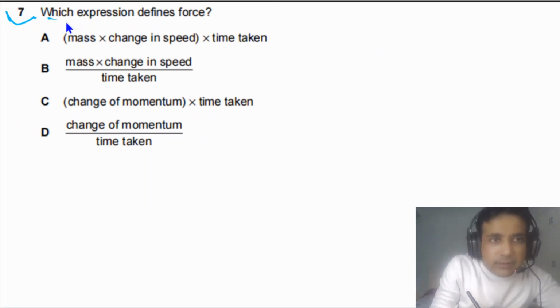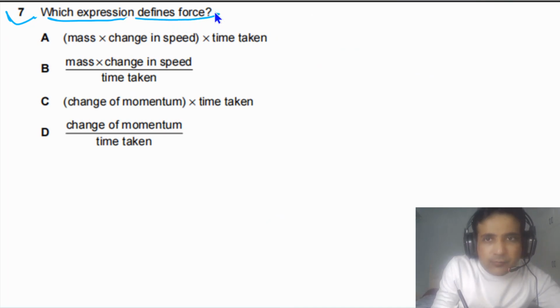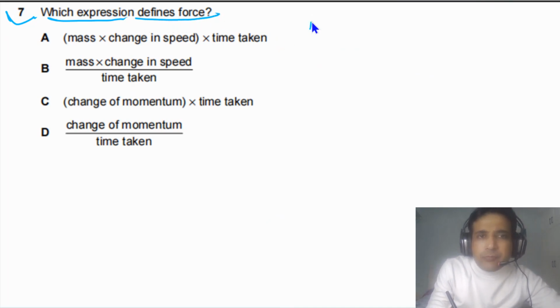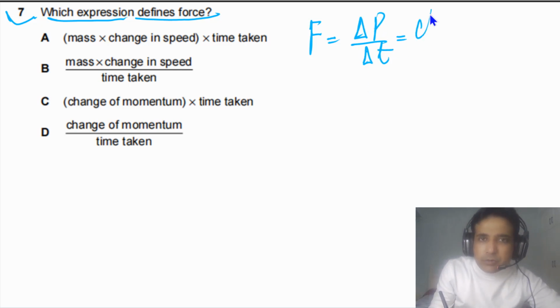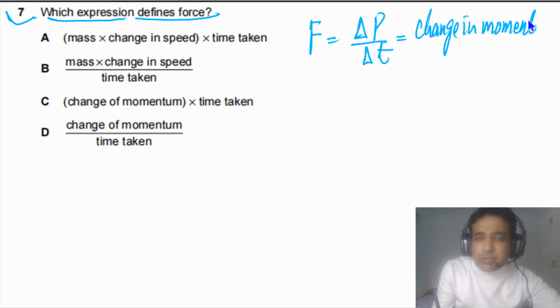Question number 7 says, which expression defines force? So for force, we have to be very clear that when we define force, this is equal to delta P by delta T. So simply it means change in momentum over time taken. So we can say force is equal to change in momentum over time taken. And this force is the resultant force.